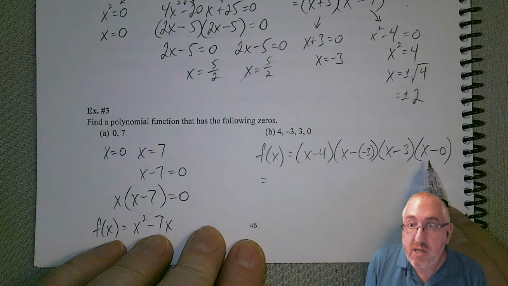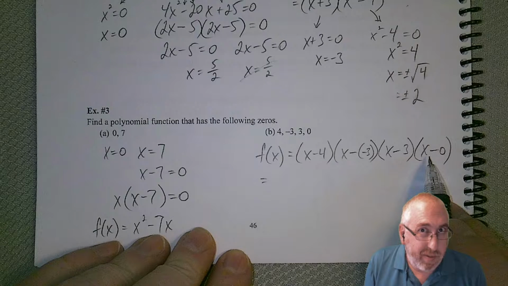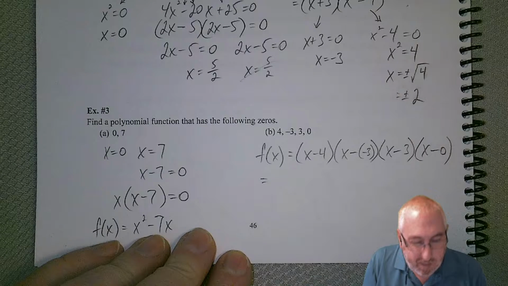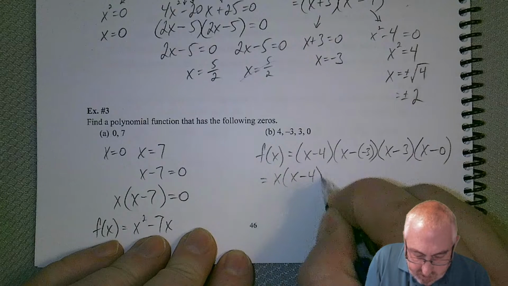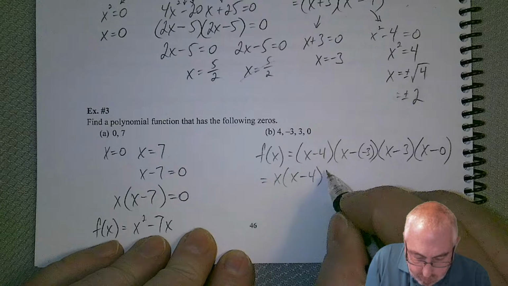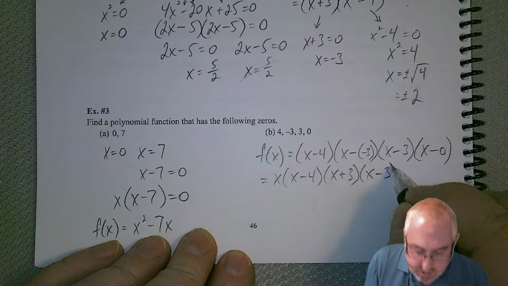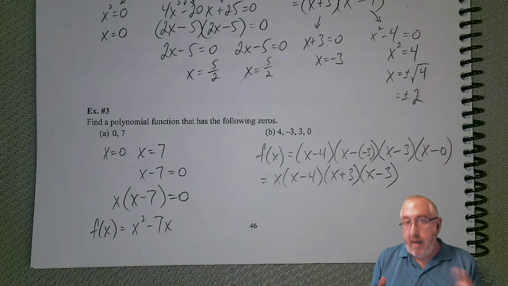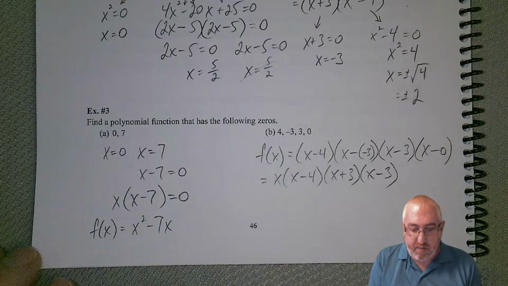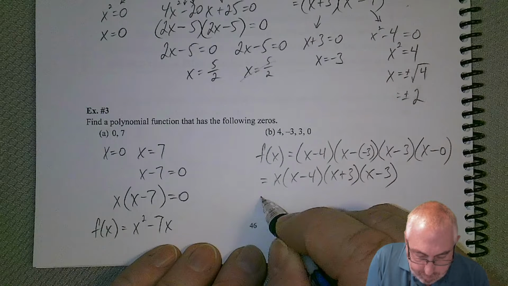Now, x minus 0 is just x. I don't like it at the end of the polynomial. I like it in the front, so I'm going to move it there. And now we still got the x minus 4, and then we got the x plus 3, and then we got the x minus 3. So that is the polynomial function. Now, obviously, if they want it multiplied all out, we have to do that. So let's do that real quick.